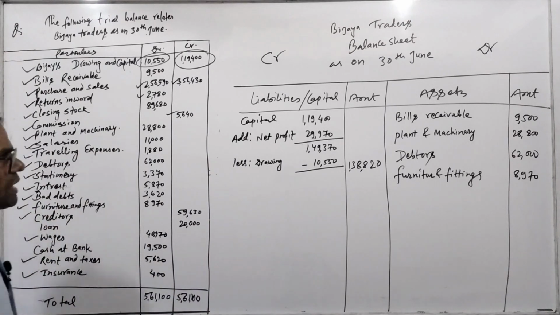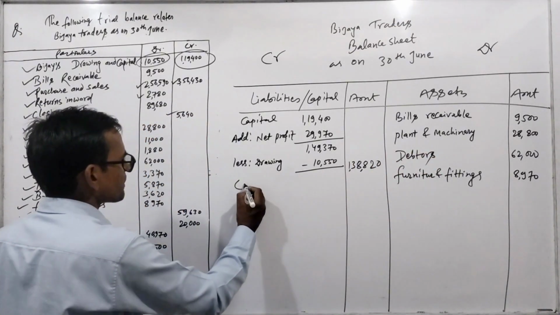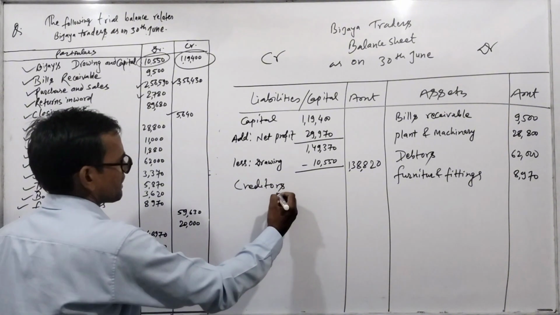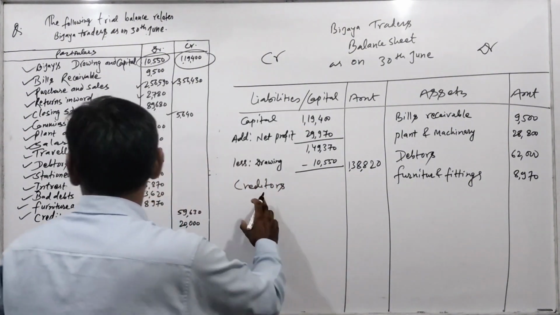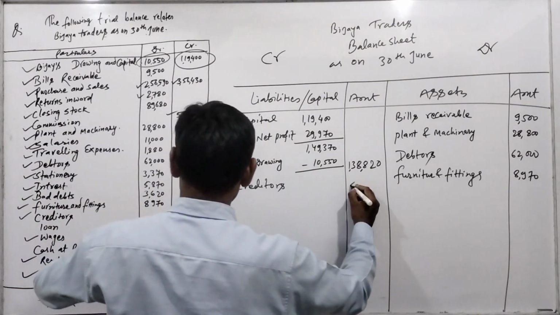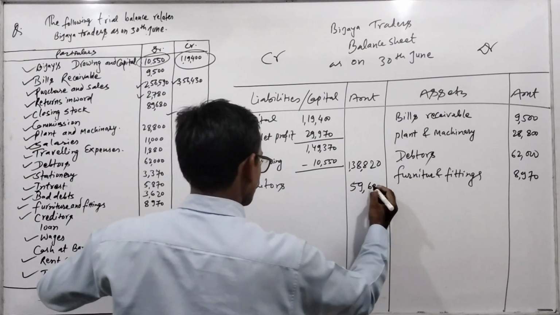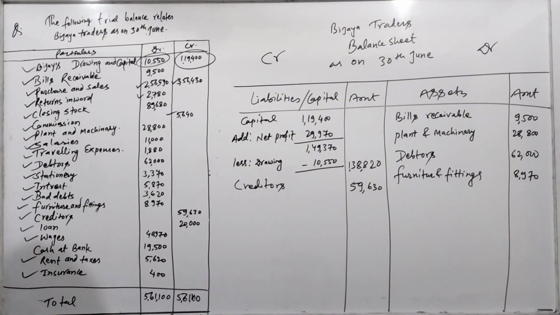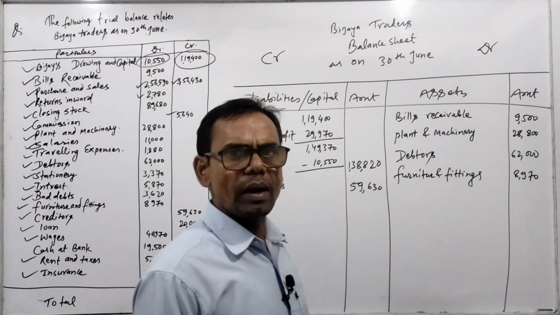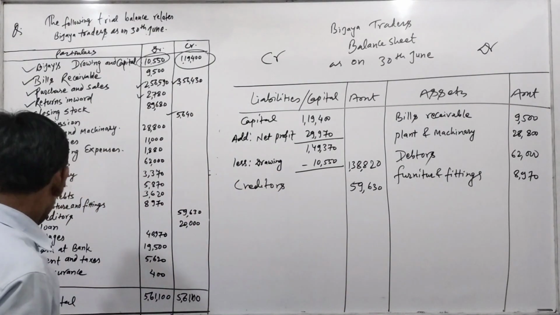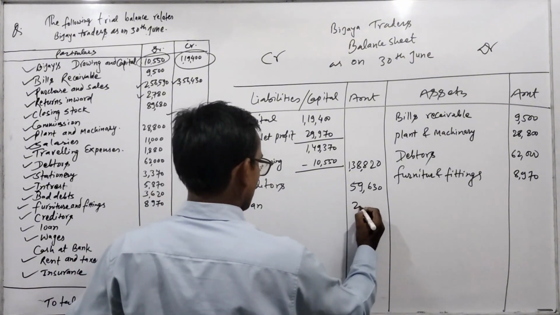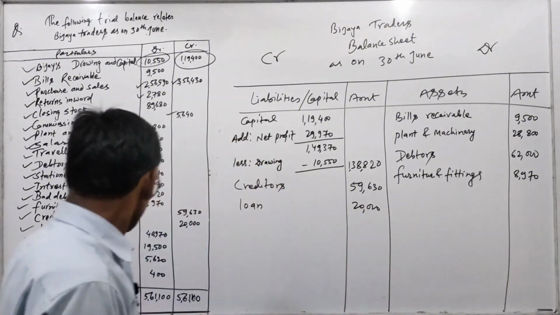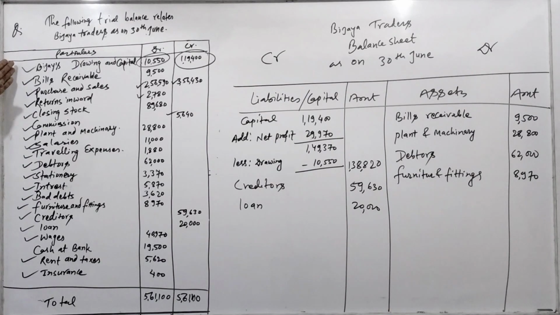Similarly, creditors. Debtor is an asset, the creditor is a liability. Very simple. Creditors, that we have to pay an amount of money to the creditors, that is payable. So creditor means the liability side. Similarly, loan is also a liability because we have to pay. The loan amount is here 20,000. So you see that all the points of the trial balance are placed.